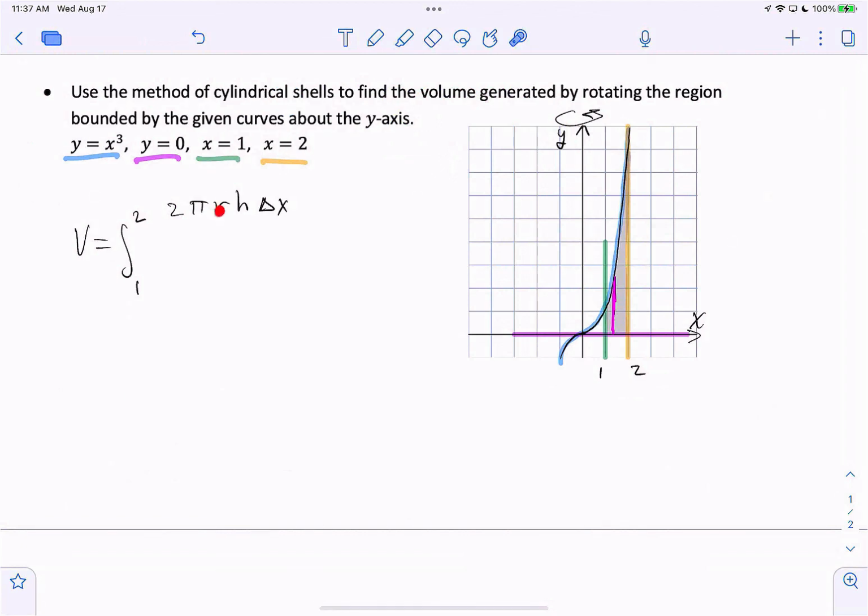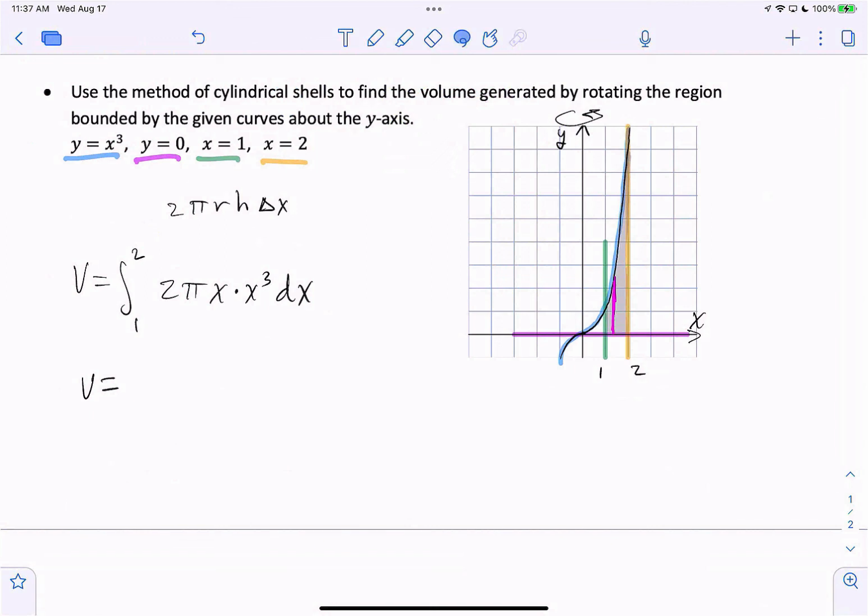The radius is the distance between the axis of rotation and the representative rectangle. That makes this radius x. So in our integral we have 2 pi x. The height in this case is given by the function value y equals x cubed. So 2 pi x times x cubed, and then dx gives us a thickness, and that's what's going to give us volume. The actual integrating is almost nothing.